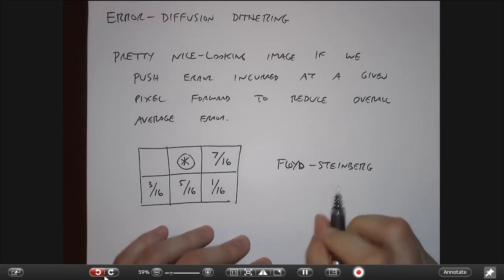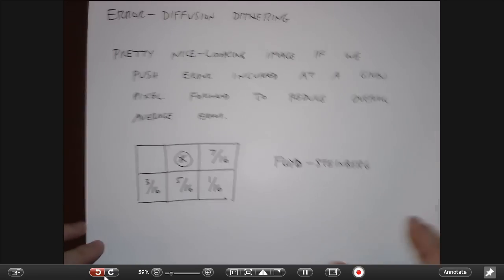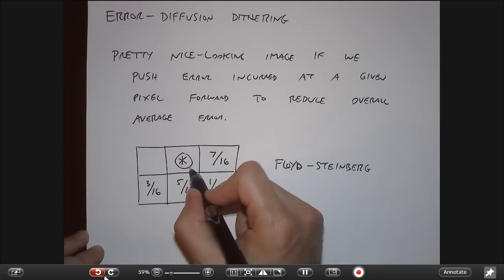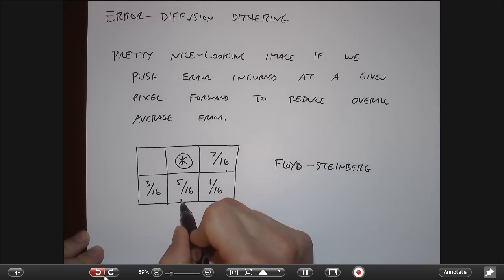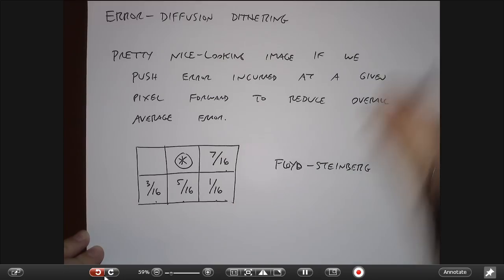So let me be a little more specific here. I take the error that I got here, and I take 7/16 of that error, and I add it to this pixel. I take 5/16 and I add to this pixel, 3/16 and 1/16. So let me give you kind of a pseudocode.